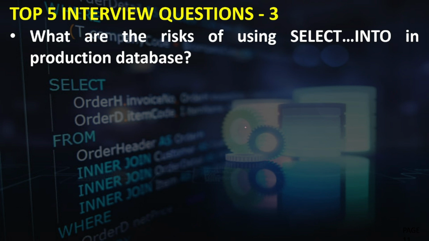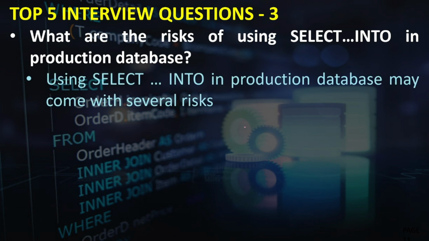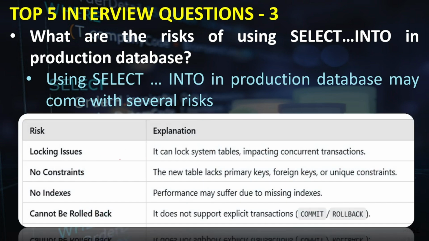Third question, what are the risks of using select into in a production database? Using select into in a production database may come with several risks. Number 1, locking issues. It can lock the systems, because it right away goes and tries to do the inserts. No constraints can be copied, no indexes can be used, and it cannot be rolled back once it is done. We cannot write it within commit and rollback statements. So this is something which is not suggested for production databases.